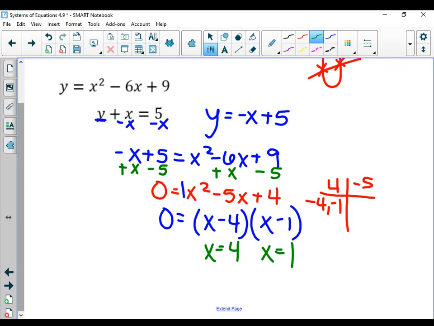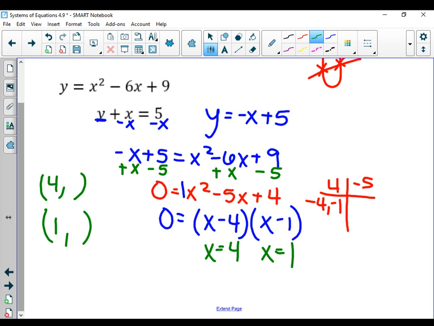Okay, so where we intersect, and what were those called? Ordered pairs. Okay, so I have the x value of both of my ordered pairs. I still need to find my y values of my ordered pairs. So I know the first part of my answer is 4, and my other part of my answer is 1.